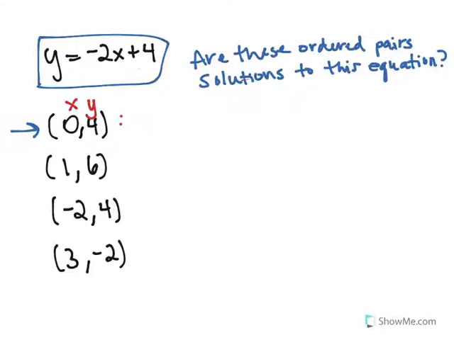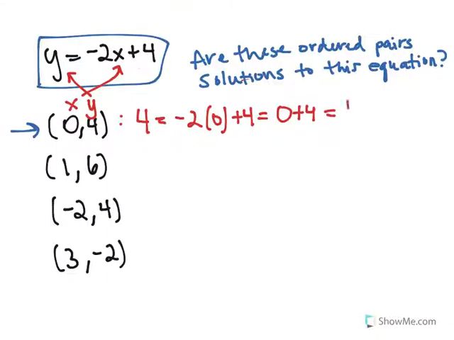So here for y, I'm going to plug in 4 equals negative 2. Instead of x, I'm going to plug in 0 plus 4. Then I'm going to go ahead and solve. So negative 2 times 0 is 0 plus 4. 0 plus 4 equals 4. This value is equal to this value, so the answer is yes, this is a solution for this equation.